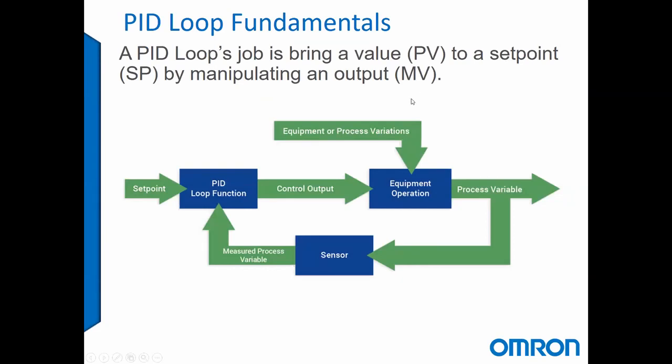So a PID loop's job is to bring a value, which in Sysmac we call the PV, the process variable, to a set point, which we call SP, by manipulating an output, which we call MV. What this does is allow for variations in the equipment or process, and we compensate for those variations to keep our input in line with our set point.